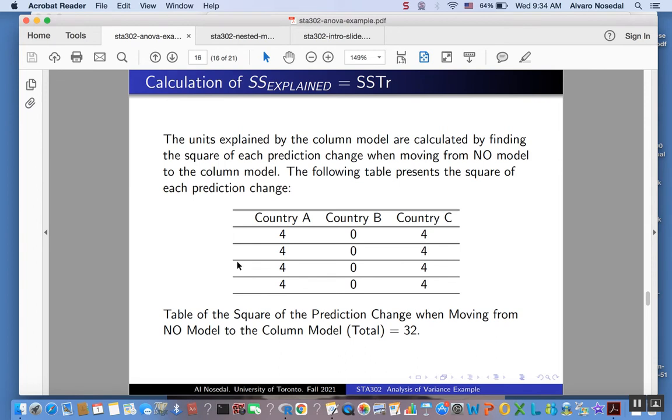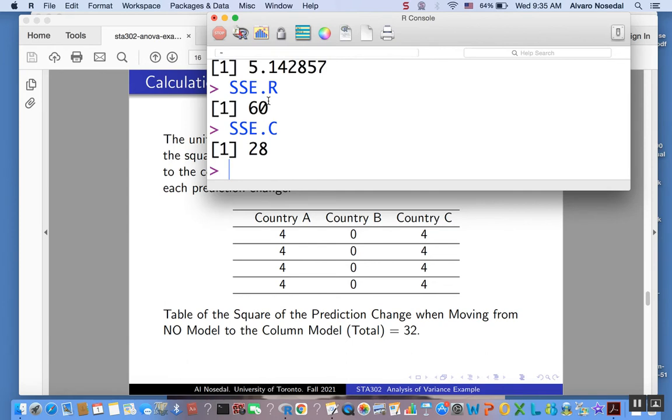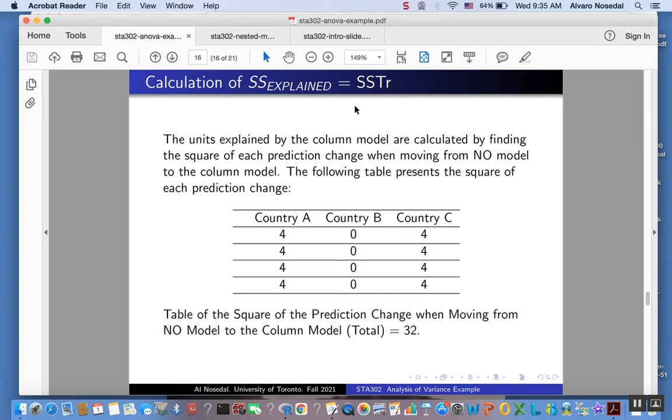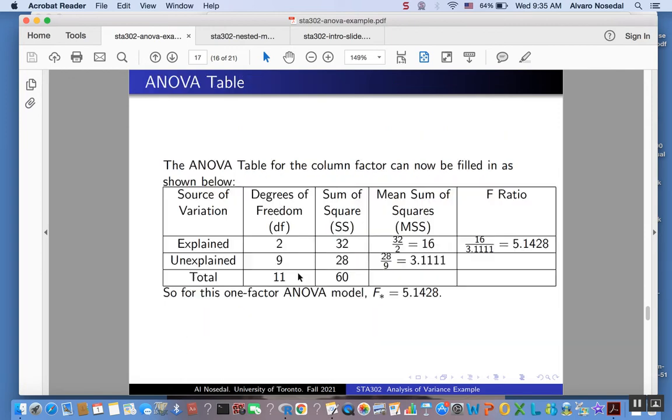So the difference between the sum of squares of the reduced and complete models is 32. That's what these guys call the sum of squares explained, or the sum of squares for the treatment. That's what we would call before the sum of squares of the regression. So now let's see what we have here. Do you see that too?